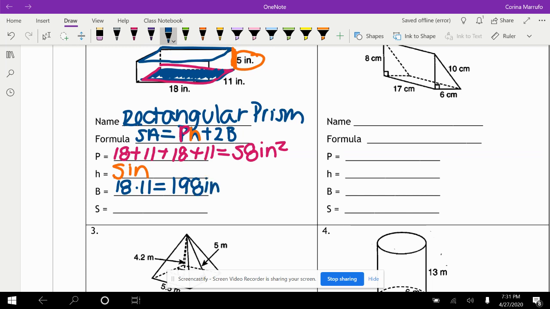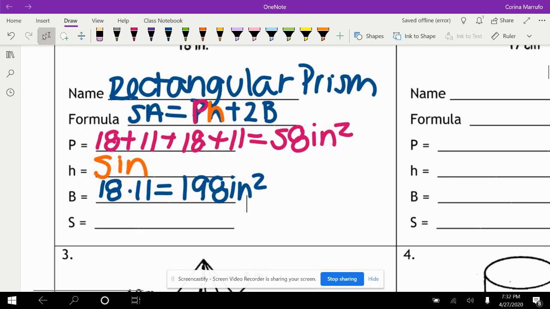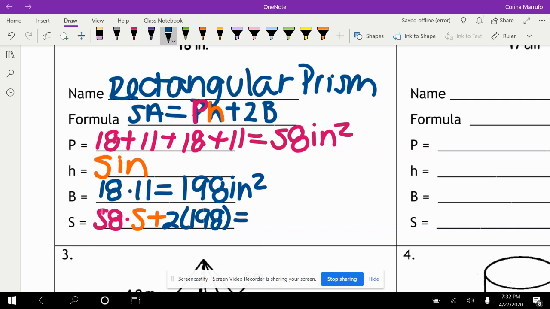198 inches squared. Okay, so for our surface area from here, that means we're going to plug in everything that we know. So our surface area is going to be equal to our perimeter P, which is 58, times our height. You know our height is 5 inches. Plus 2 times B. Our base is 198, so 2 times 198. And that would give us the total surface area. So when we plug this in, we're going to do 58 times 5 plus 2 times 198, and that's going to give us 686 inches squared.